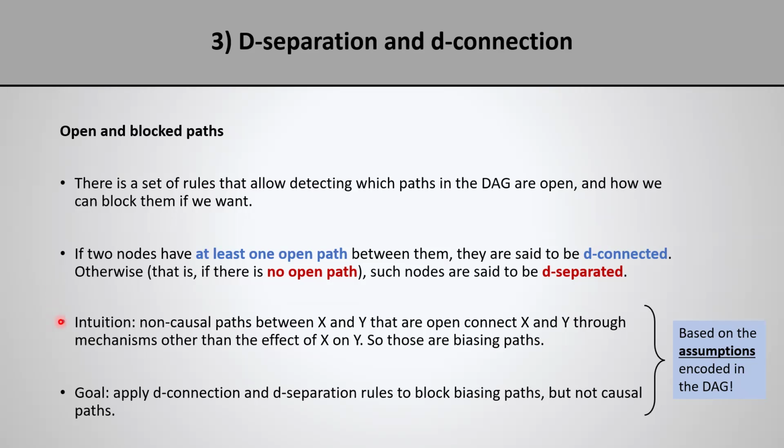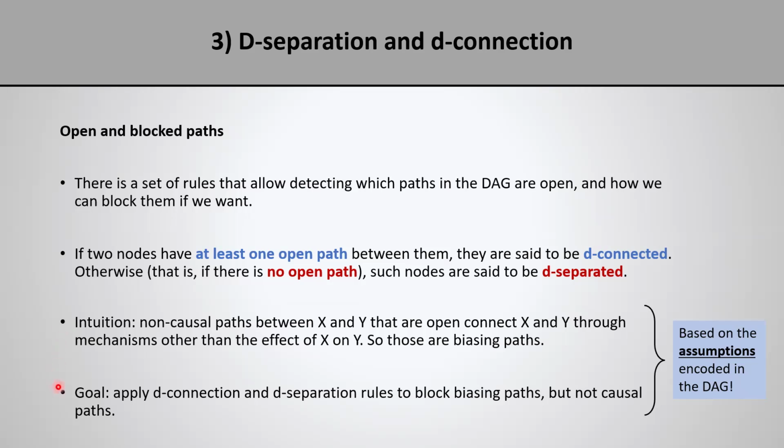And what is the intuition that we want to understand and apply to our DAGs? Is that non-causal paths between X and Y that are open, they connect X and Y. They are sources of association between X and Y, but this association comes from mechanisms other than the effect of X on Y, because they are non-causal paths. So those are biasing paths. Those are paths that are sources of association between X and Y, but the mechanism that is driving this association is not the cause effect of X on Y.